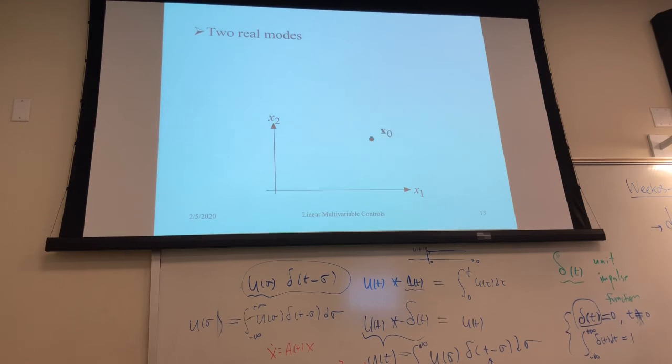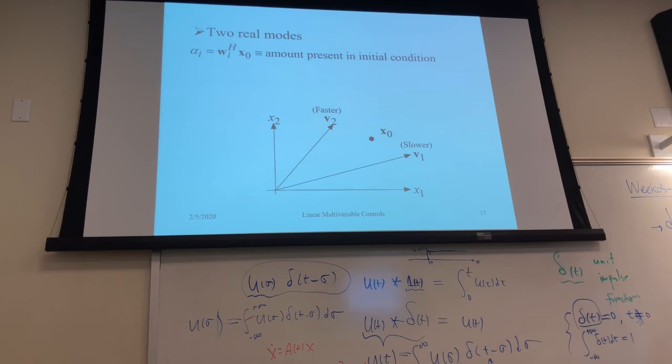If you have an initial state here, x1 and x2 is the state space, you have coordinates x1 and x2. Then you have eigenvector v1 here, and v2 is another eigenvector like here. One is longer, one is shorter. So this is called the faster mode, and this is the slower mode.